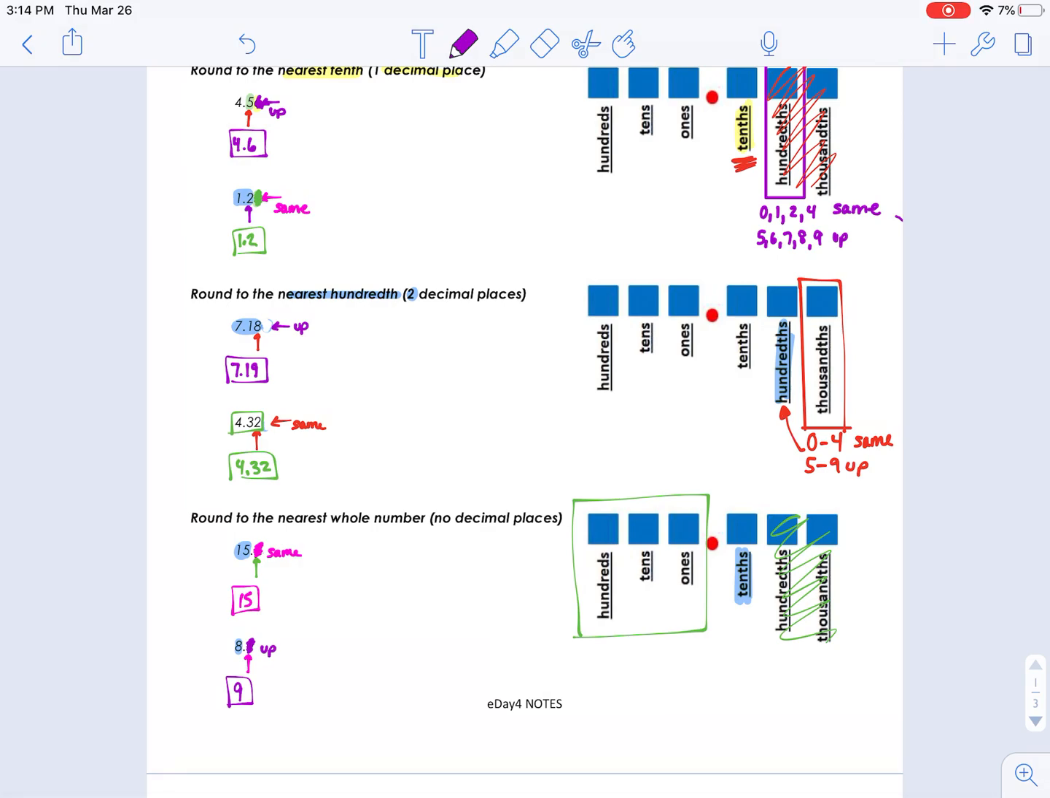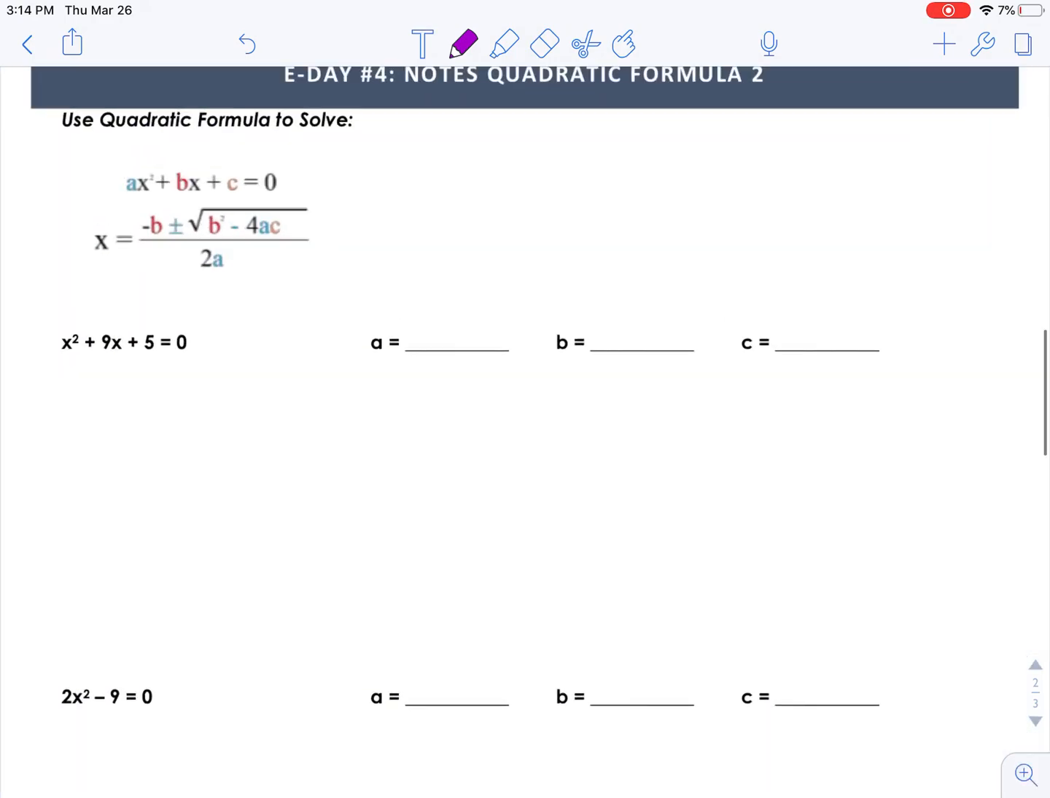Knowing how to round correctly is really going to impact you on today's homework. There'll be some problems that look exactly the same. It's just, do you know how to round correctly?